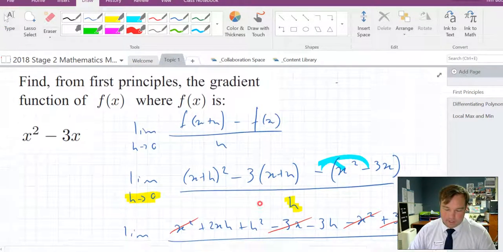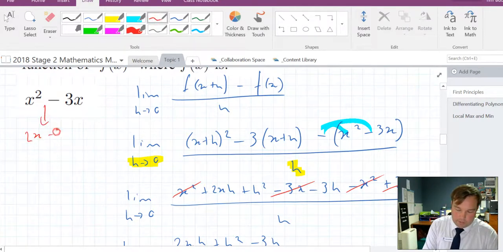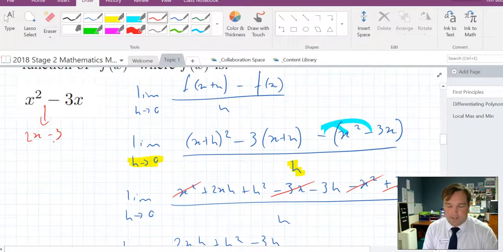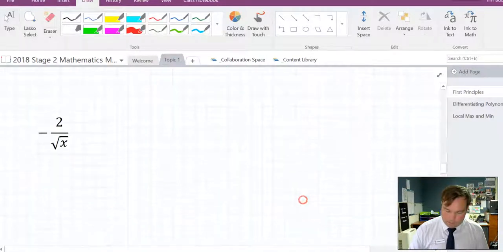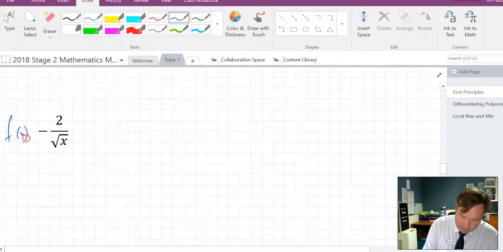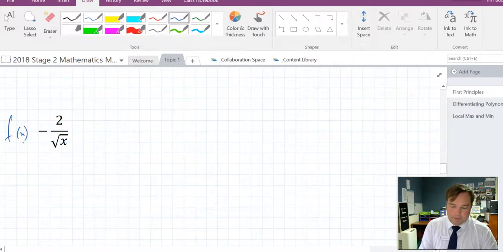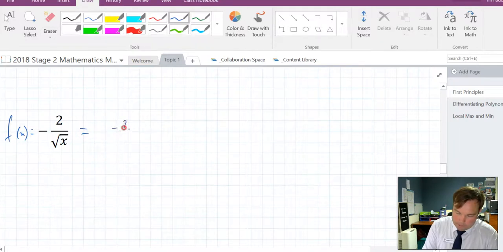And I know last year you were taught how to differentiate polynomials the quick way, not just first principles, so you should be able to look at that and say 2x take 3 is where we're going. It's usually a good idea to have an idea of where we're going to end up, particularly on ones that look a little more difficult like this. So let's say that this is our f of x and we want to differentiate it by first principles. First thing I would do is ask what it really looks like differentiated using the shortcut way. Now this here, note, is the same as minus 2x to the minus a half.